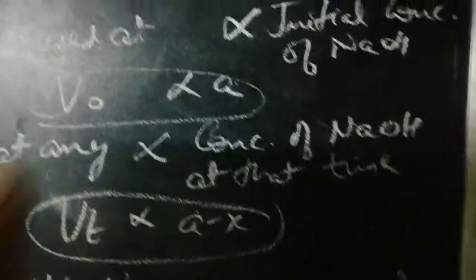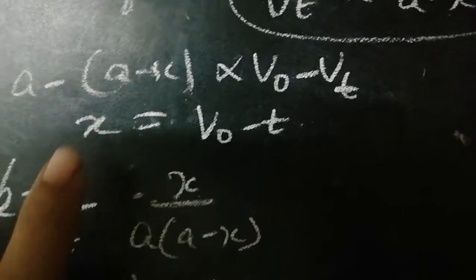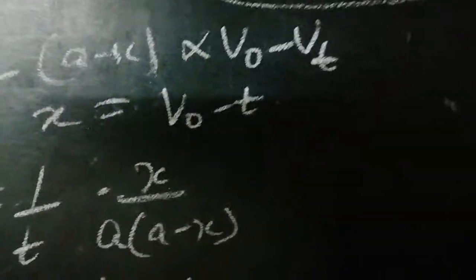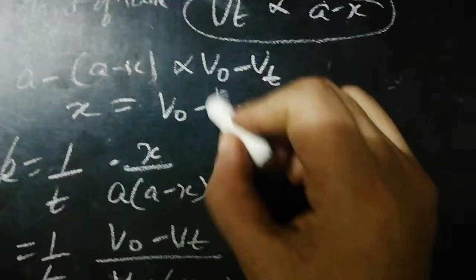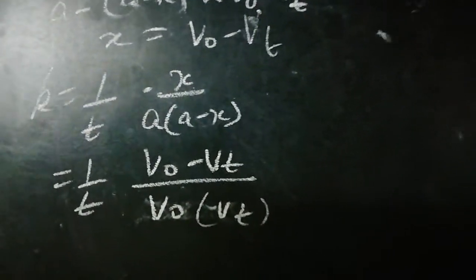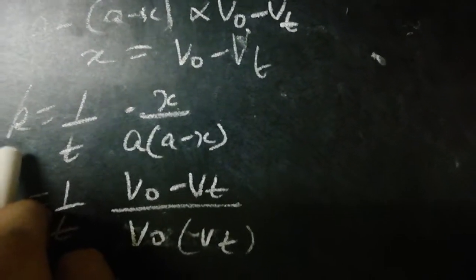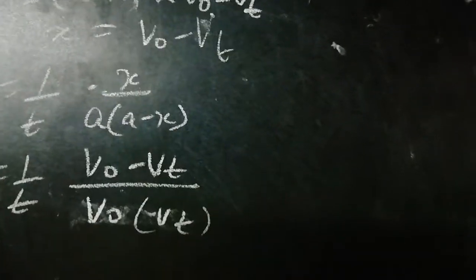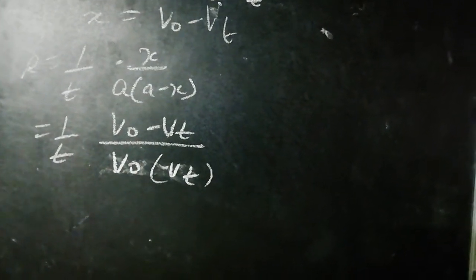So we have the value of A, and we have the value of A minus X. We have written this A minus X just to find the value of X. So the value of X comes out to be V0 minus Vt. So putting this value in the integrated rate equation of second order reaction, which we discussed in case A, K is equal to 1 upon T into X over A into A minus X, it will become 1 over T into V0 minus Vt over V0 into Vt. So let us discuss one numerical of it.